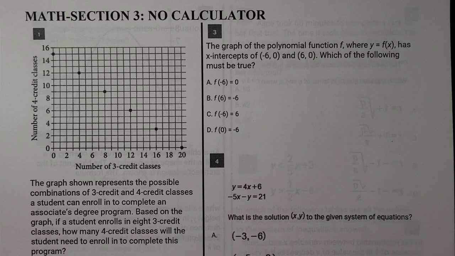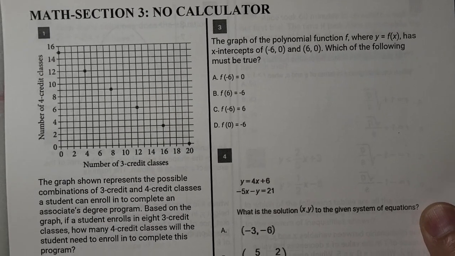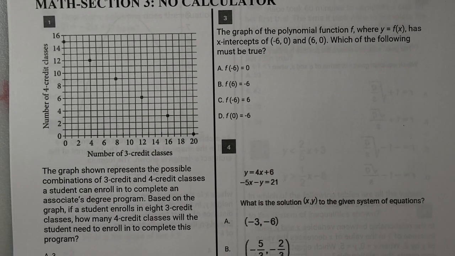Okay, let's begin. Number one, this is the no calculator portion. The graph shown represents the possible combinations of 3 credit and 4 credit classes a student can enroll in to complete an associate's degree program. Based on the graph, if a student enrolls in 8 3 credit classes, how many 4 credit classes will the student need to enroll in to complete this program?